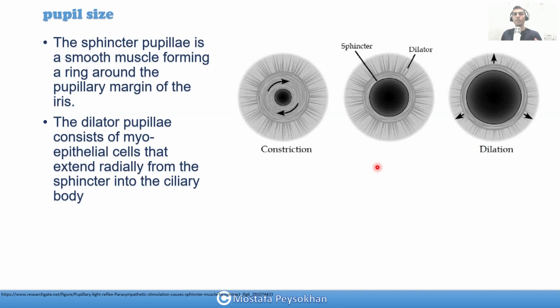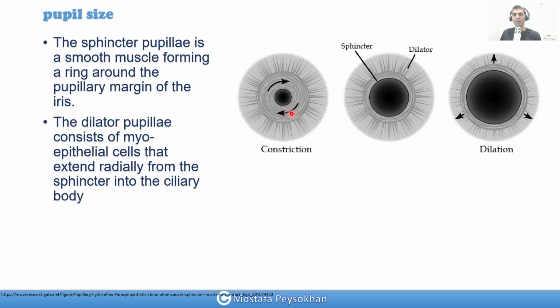Let's see how we can change the size of our pupil. We have two kinds of muscle. The sphincter pupillae is a smooth muscle forming a ring around our pupillary margin, which is here. It's a smooth muscle with a circular shape around the stop, the pupil of our eye. Then we have another kind of muscle that we call the dilator pupillae. Those muscles run radially from the center.